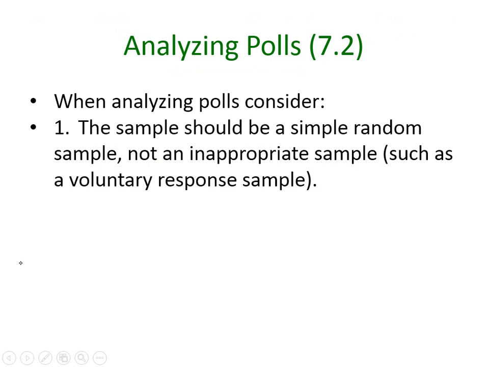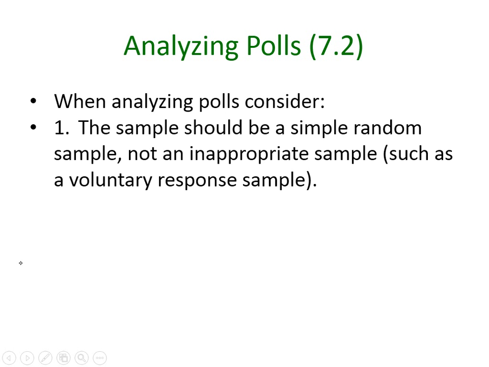When analyzing polls, things to think about. Consider that the sample should be a simple random sample, not an inappropriate sample such as a voluntary response sample. So when you listen to politics and they say 40% of Americans support such and such, and then they'll say plus or minus 2%, that plus or minus 2% is their margin of error. Based off their sample size, one thing they need to make sure of is they came from a good simple random sample.